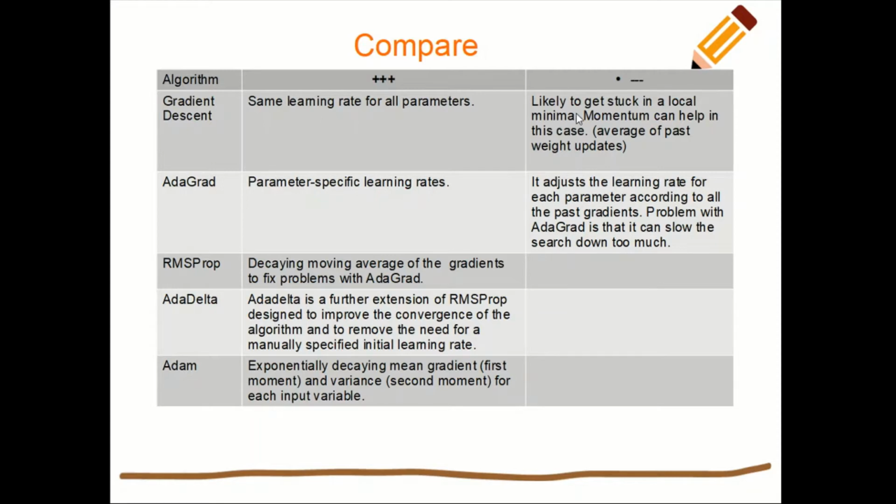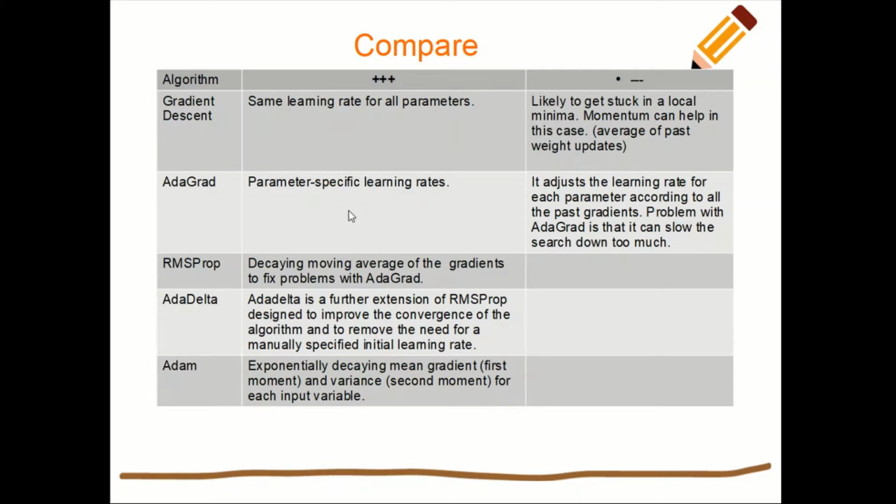And another thing is, if we do not have the momentum configured, then it is also likely to get stuck in the local minima, right? And momentum can help in this particular case. If we really want to come out of the local minima and go towards the global minima, if it exists, then momentum can help, because it will push through the local minima and help you get to the global minima.